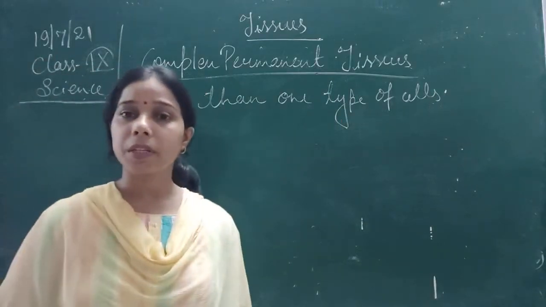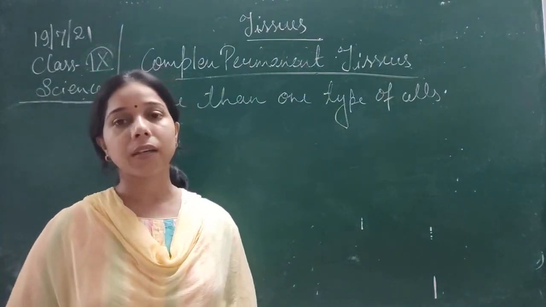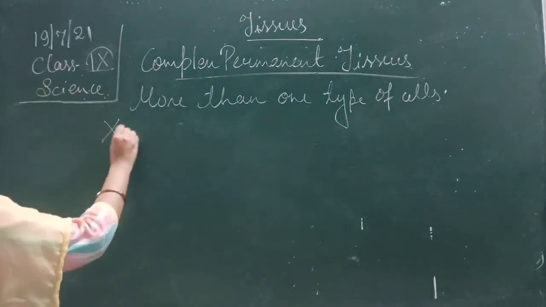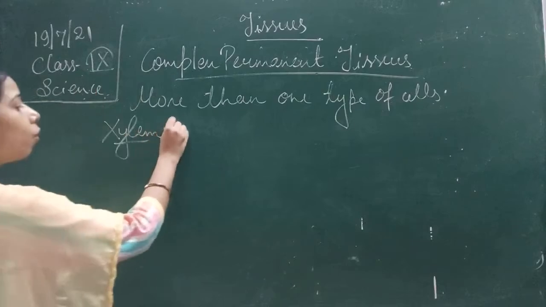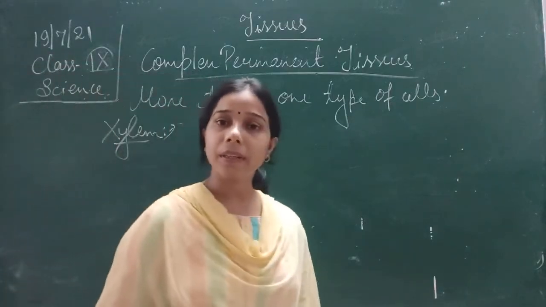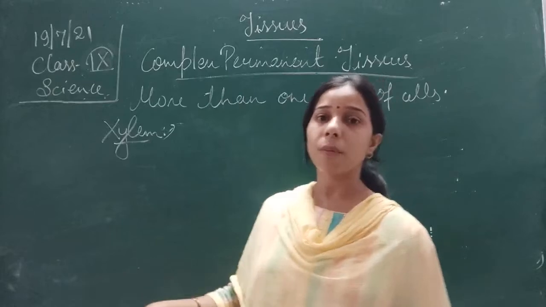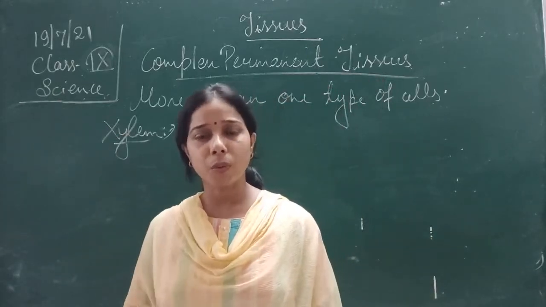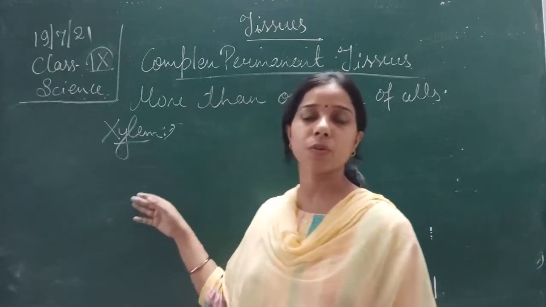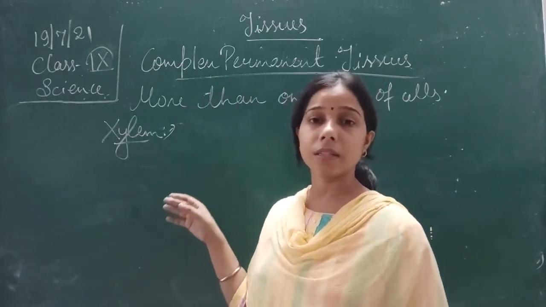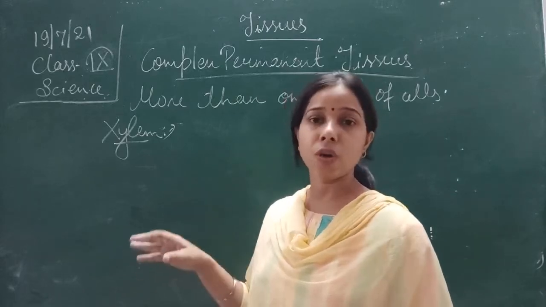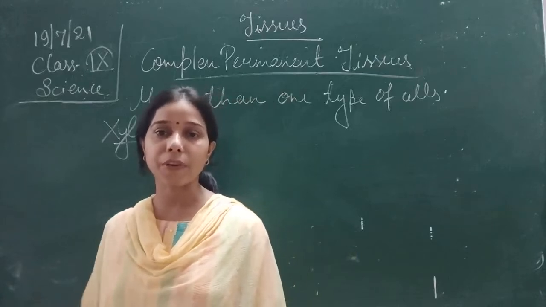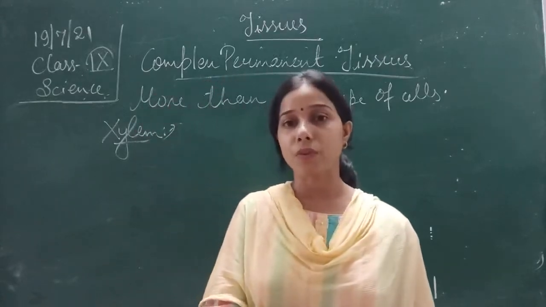Now this complex permanent tissue is also divided into two types, and that is xylem and phloem. Talking about the first one, student, that is xylem. The role of the xylem is that it helps in carrying water and minerals from the root to the different parts or to the leaves of the plant. So the most important function of the xylem is that it is the vascular, conducting tissue which helps in conducting the water and the minerals from the root to the leaves of the plant.